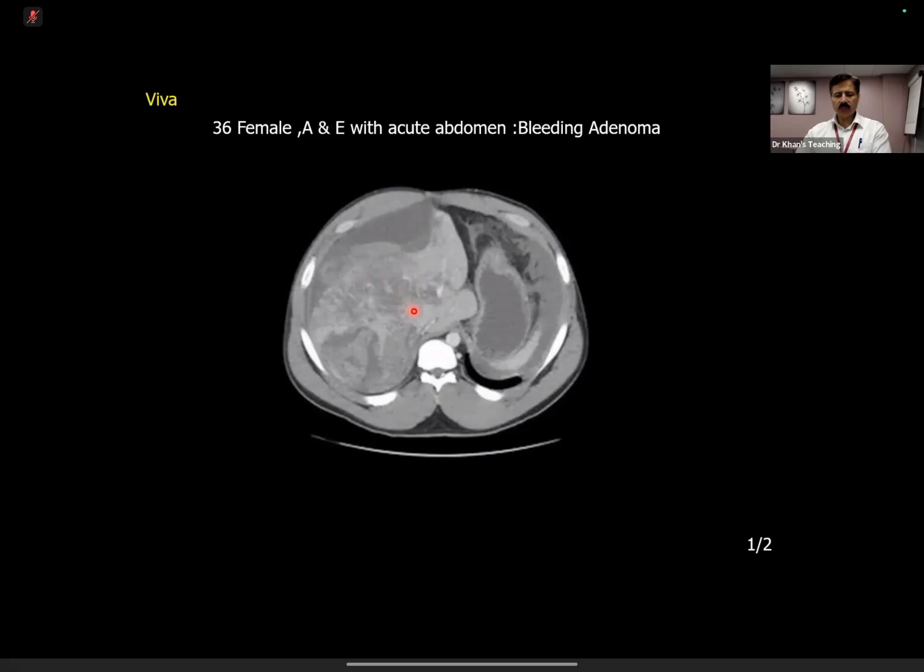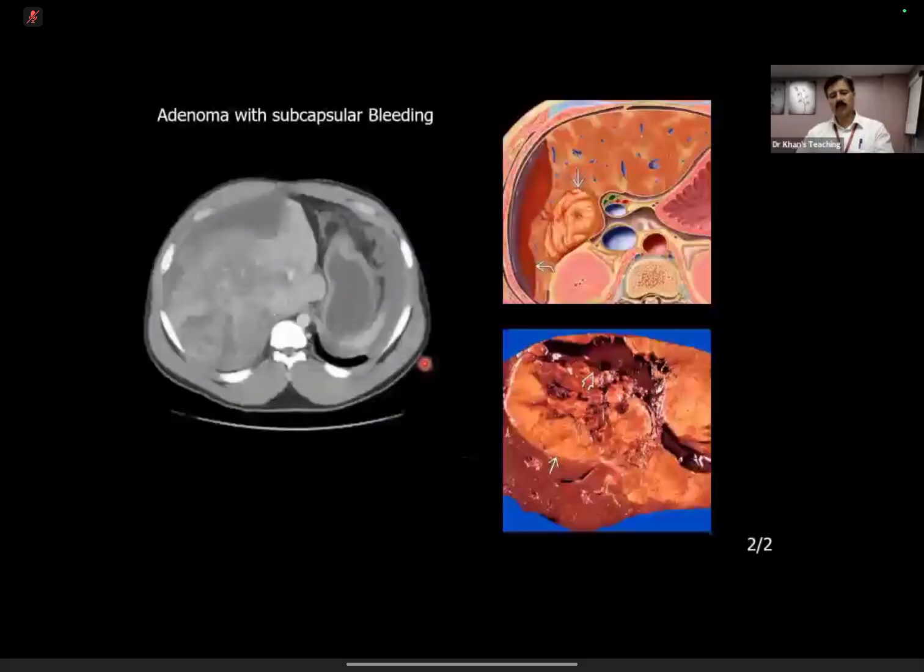Spontaneous liver hematoma, particularly in young female like this. Please remember adenomas, and the patients will come to the A&E with bleeding. So this is the picture, and this is a similar case.